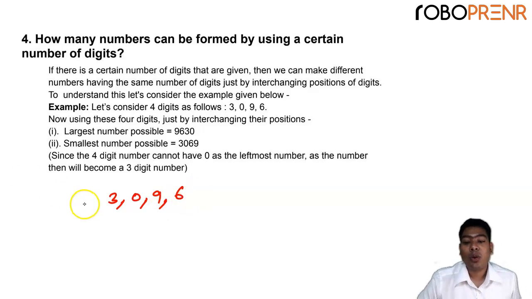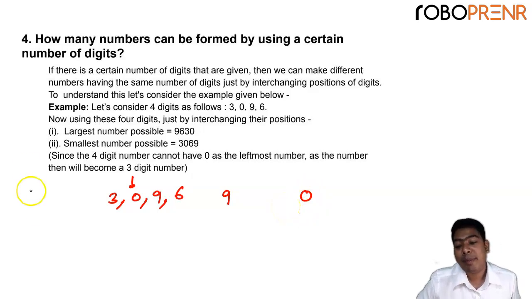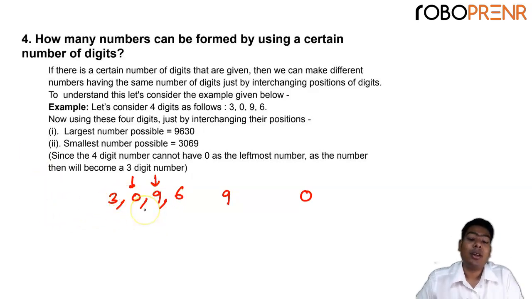Yes, the largest digit is 9. So we will write 9 over here, and the smallest digit, which is 0 in this case, we'll write at the end. Now in between, 0 and 9 are not an option because repetition of digits is not allowed in this case. So now we are left with 6 and 3. Which is greater? 6 is greater. So we will write 6 over here and 3 over here.